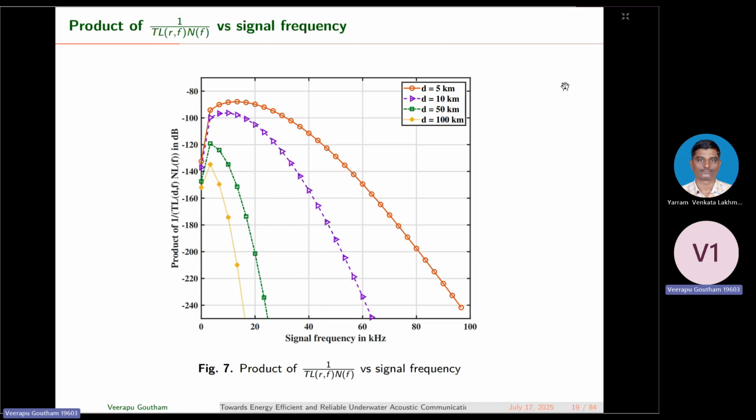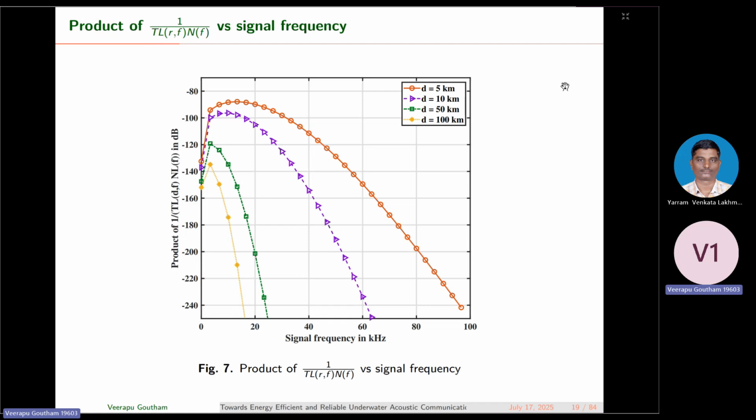Here, transmission losses are mainly dependent on the frequency as well as distance. If frequency is varying, this product is also varying. If distance is varying, this product is also varying. One very important conclusion from this figure is that all frequency signals won't get the same transmission loss. High frequency signals will get very high transmission losses. Low frequency signals will get less transmission losses when compared to high frequency.